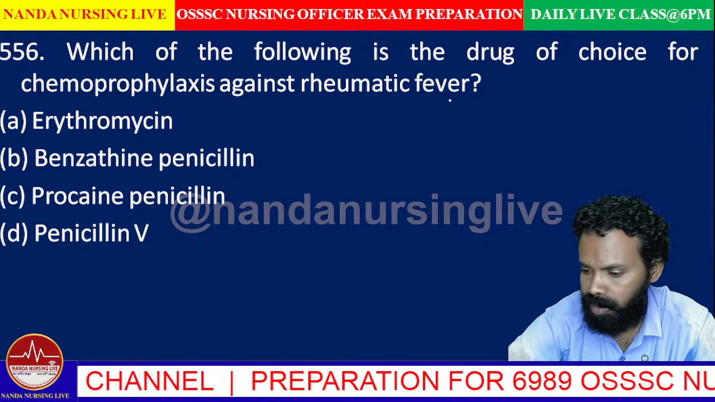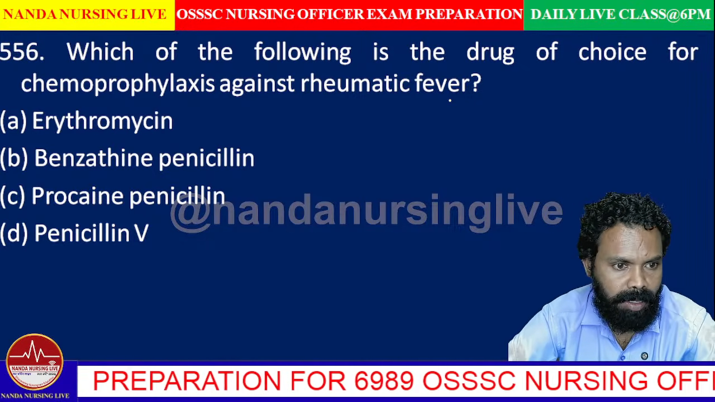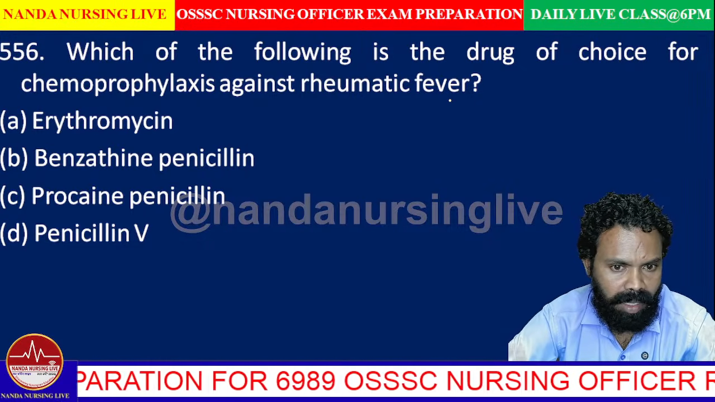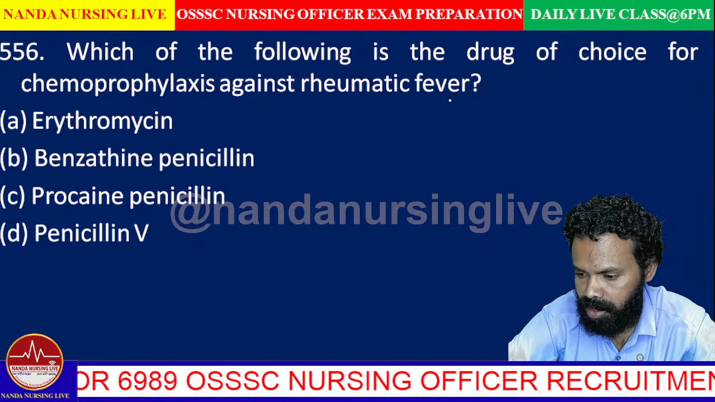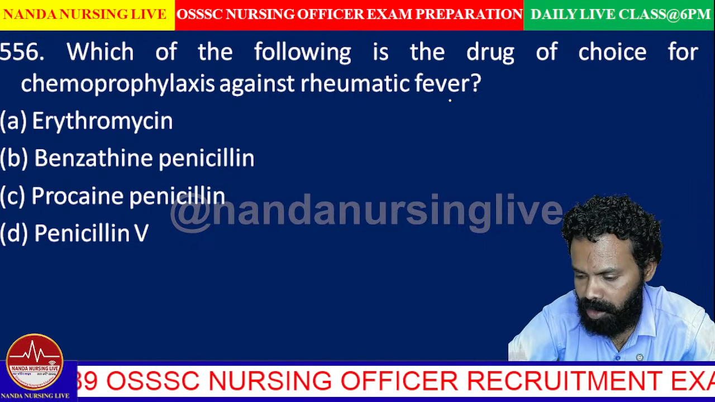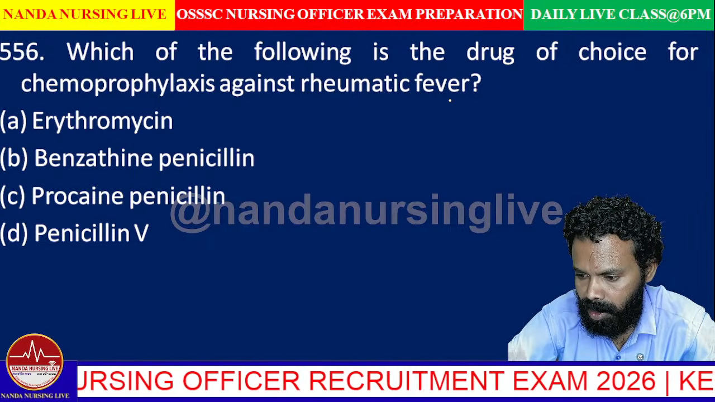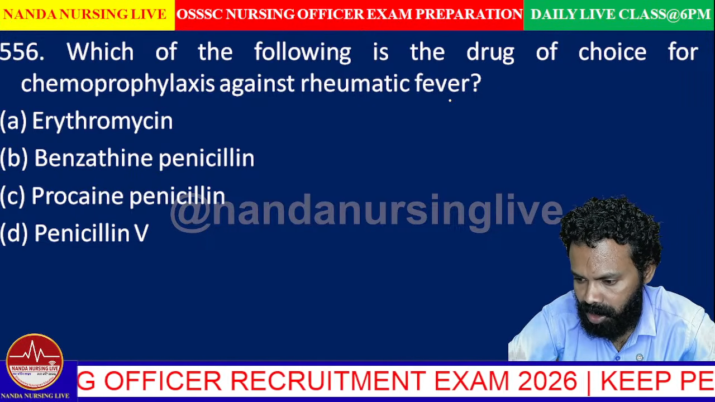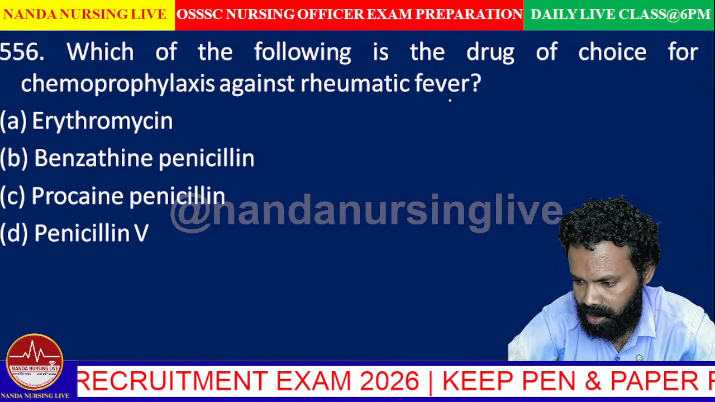Next question, question number 556. Which of the following is the drug of choice for chemoprophylaxis against rheumatic fever? Erythromycin, benzathine penicillin, option C is procaine penicillin, option D is penicillin V. So which option is the correct answer?